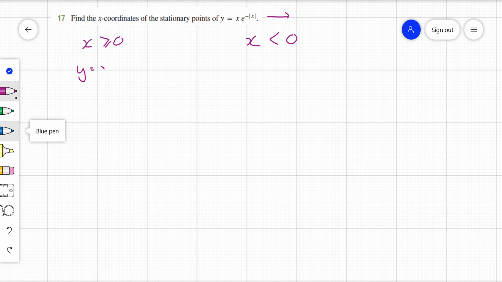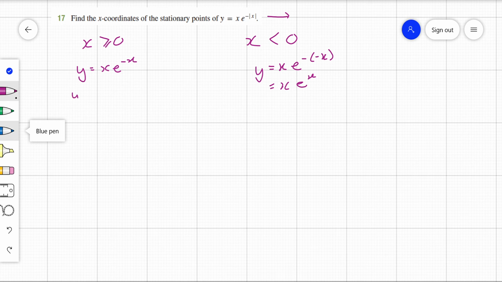So if it's positive, then it would just go by this function here. Whereas if it's negative and I need the absolute value, then I times the negative by a negative. So I have negative x, and then I don't need to use an absolute value, but that of course is the same as just e to the x there.